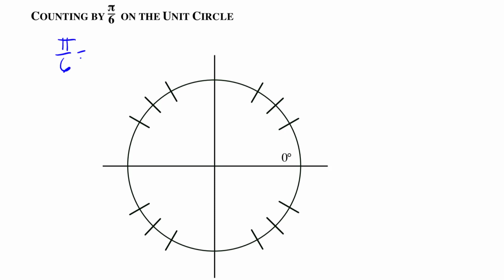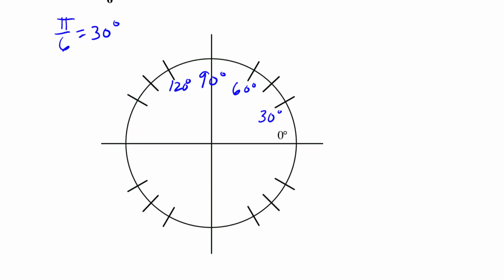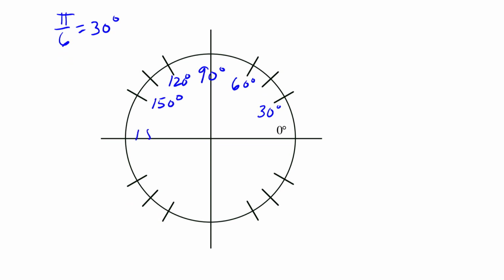Okay, so let's use this information, the fact that pi over 6 equals 30 degrees, to actually count by pi over 6 on the unit circle. Let me start by locating every 30-degree measure after 0. We can see them listed here in order around the unit circle, including all the quadrants and all the axial points. And we end at 360 degrees. But we're going to count this way.